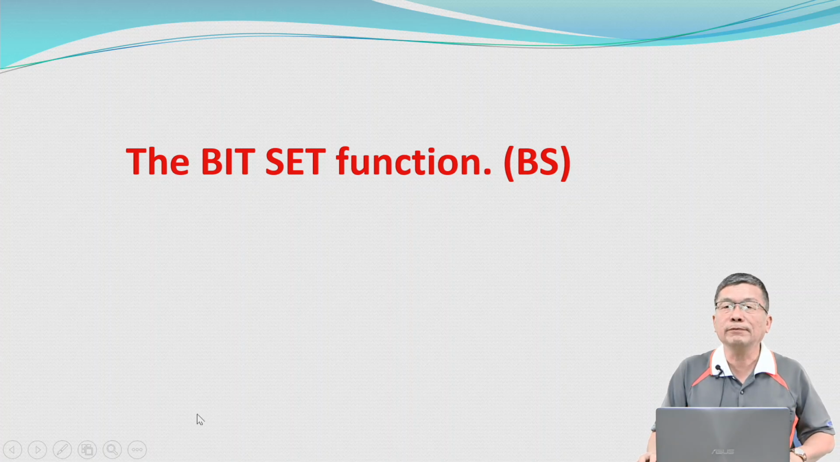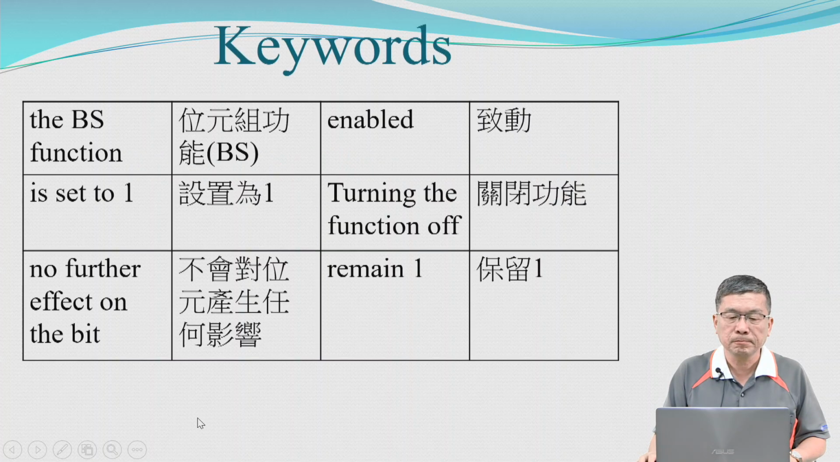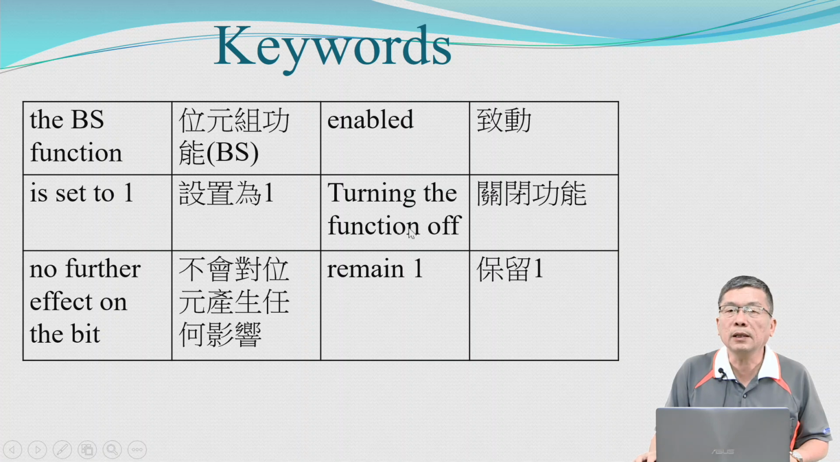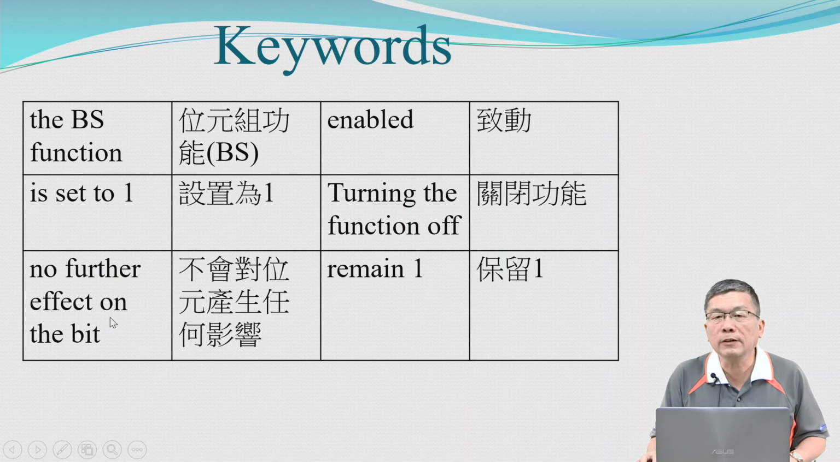The bit set function, BS. The keywords: the BS function. Enabled is set to 1. Turning the function off has no further effect on the bit. It remains 1.